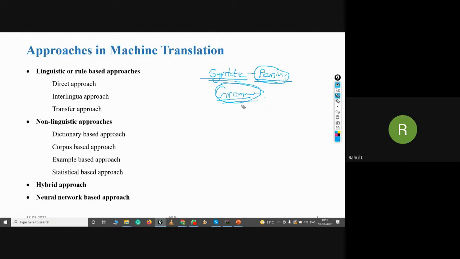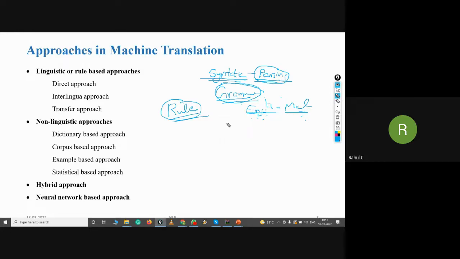And if you are going for a translation, suppose English to Malayalam translation, there is an English language and a Malayalam language. I am talking in the case of the rule-based approach. In the English language there is some syntactic feature, a grammar behind it, and in the Malayalam language also there is some syntactic structure. The syntactic differences between these languages should be captured with the help of rules.